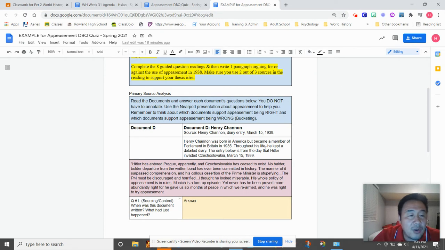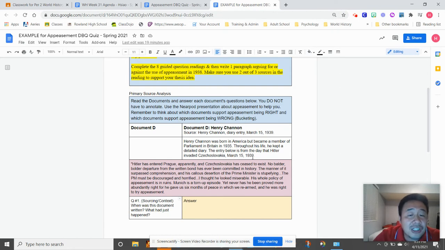And throughout his life, he always kept a diary, and it seemed like a lot of these guys did. And so maybe it was just something to do in that time. So he kept a diary, and this diary actually talks about the day that Hitler invaded the country of Czechoslovakia, which is March 15th, 1939.